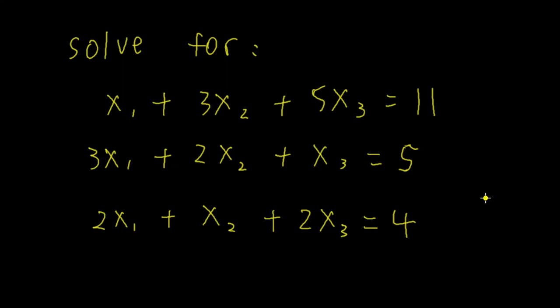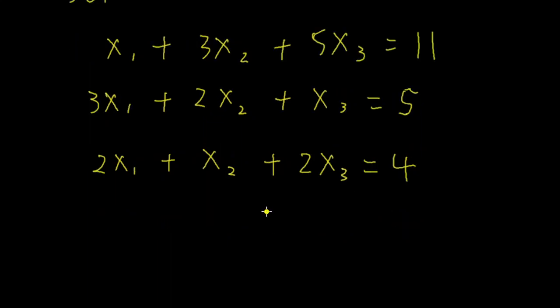Let's solve for this system of equations here. So there are 3 variables and 3 equations here. I will solve it by reducing matrices. So let's write it in the form of a matrix.